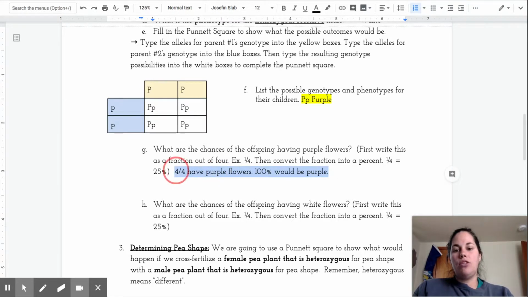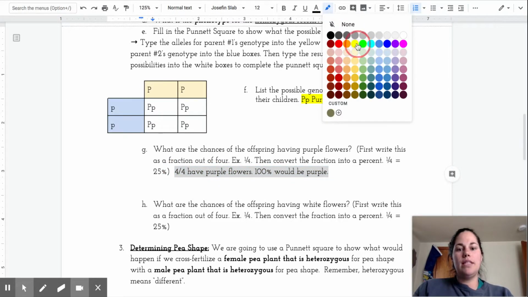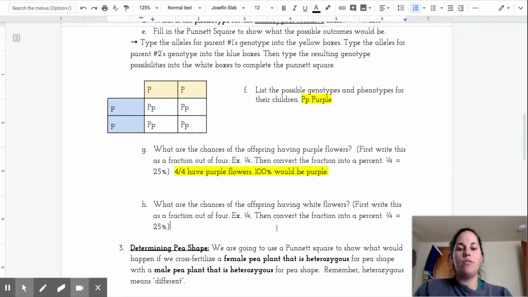Our follow-up question asks us, what is the chance or probability of the offspring having white flowers? So to have white flowers, they would have to have the genotype lowercase pp, to have that white flower color. So if we look here at the outcome of our Punnett square, we don't have any chances of the offspring having the recessive flower color. So we would write that as 0 out of 4 have white flowers. So 0% would be white.